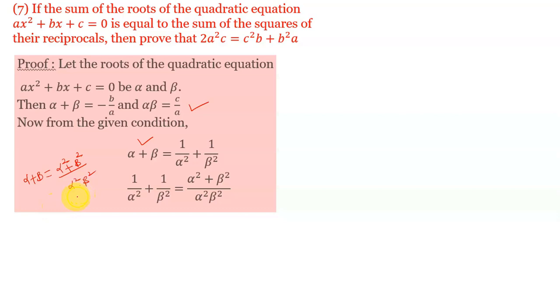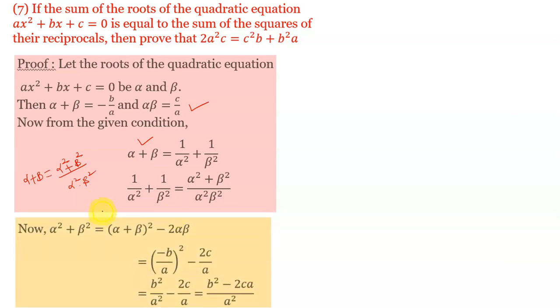हे आपण consideration करणार आहे. We'll find out the value of alpha plus beta, and next alpha square plus beta square ची value find out करणार. We know the value of alpha into beta, त्याचा इथे square करणार. Then equate it, then we will get this result. Okay. Now see this one by one.